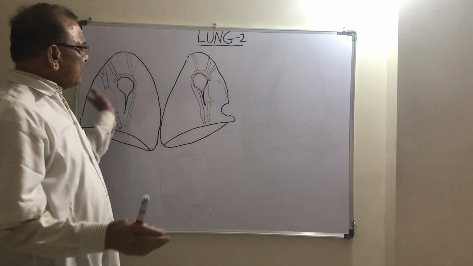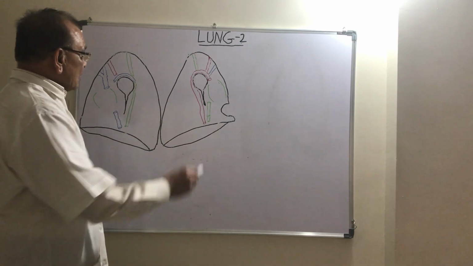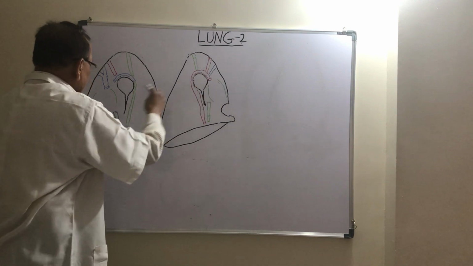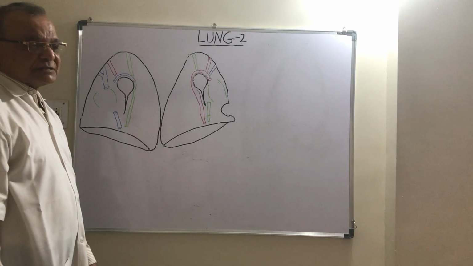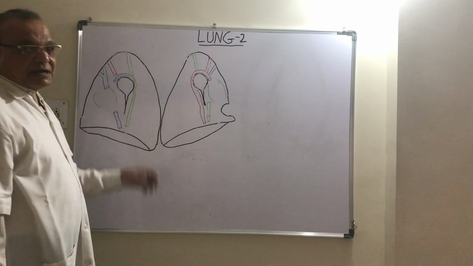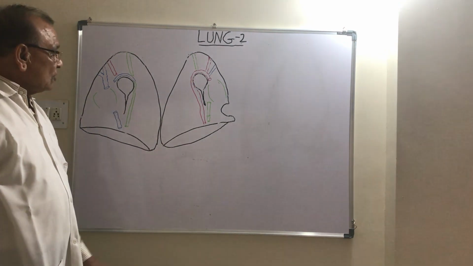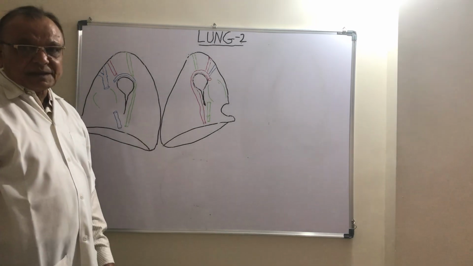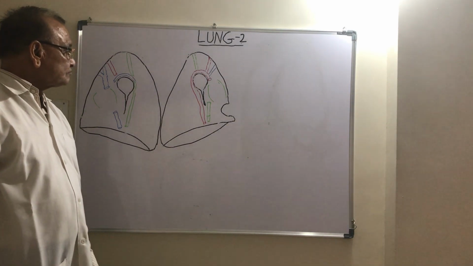Now we compare the relation of both the sides. In both the lungs, below in front of the hilus, there is a large depressed area on both the sides, and this large depressed area is called cardiac impression. On the right side, cardiac impression is related to right atrium and part of right ventricle. On the left side, it is related to part of left atrium, left ventricle, and part of the right ventricle.